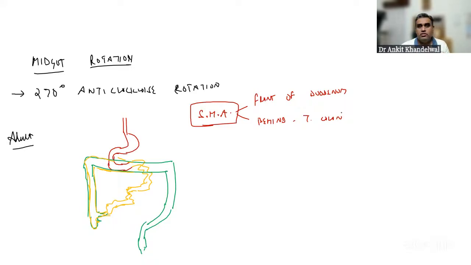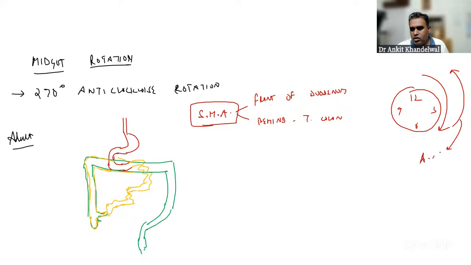Now, anti-clockwise, we all know, we have seen the watch. If I make a watch for you guys over here, 12, 3 o'clock, 6 o'clock, 9 o'clock, this is clockwise. So obviously anti-clockwise is the opposite of this. But many times people confuse from which side this whole rotation is happening. If you are looking at the embryo, then it is from this side that the rotation happens in this manner, 270 degrees.